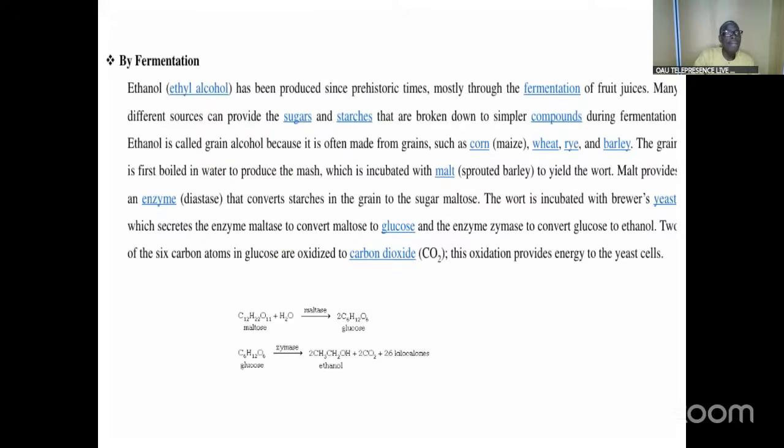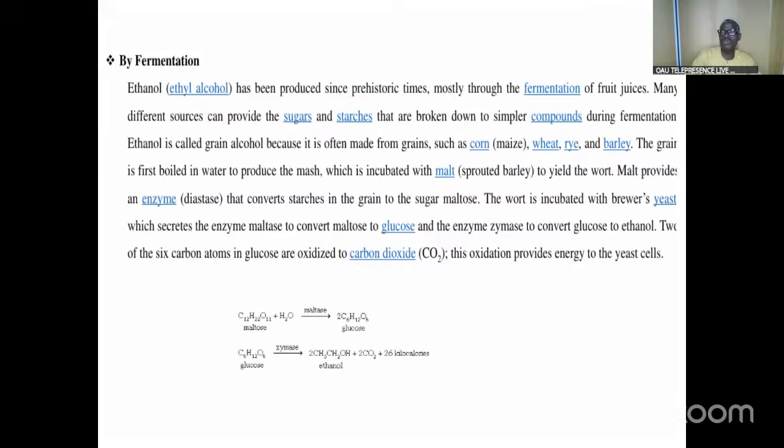Next, fermentation. So we can produce alcohol by the fermentation method. This is the one easily done by the locals in the preparation of what we call ogogoro, and that is ethanol. They carry this out through what we call fermentation. And what is fermentation? Ethanol or ethyl alcohol has been produced since prehistoric times, mostly through the fermentation of fruit juices.